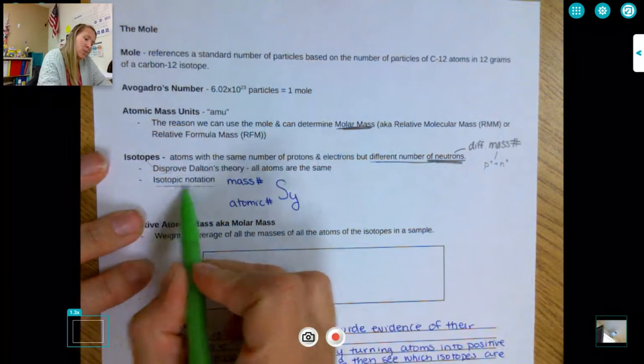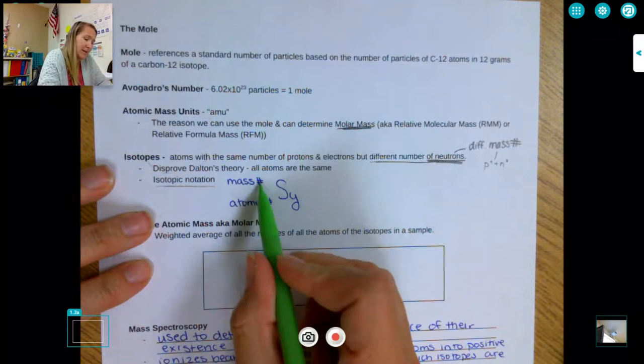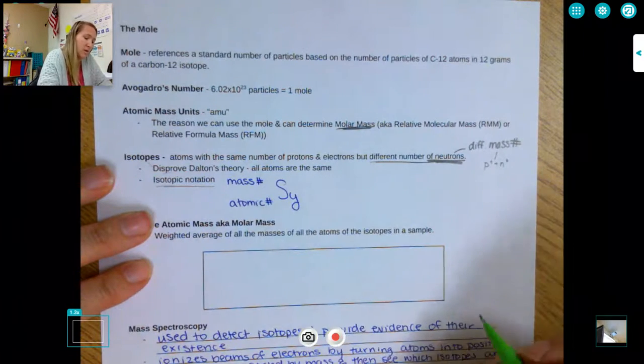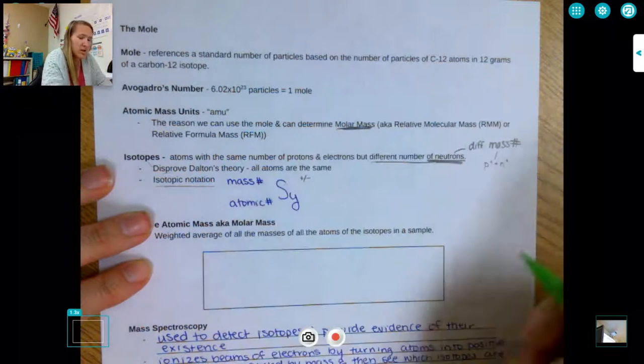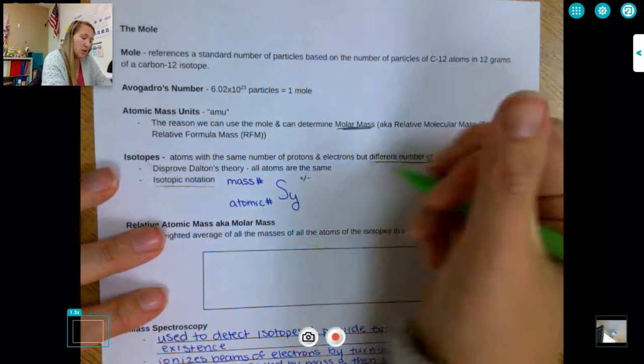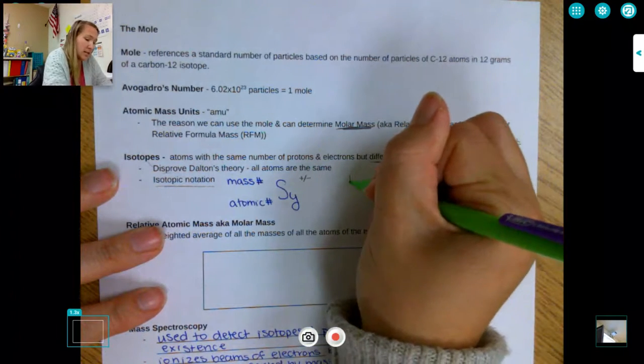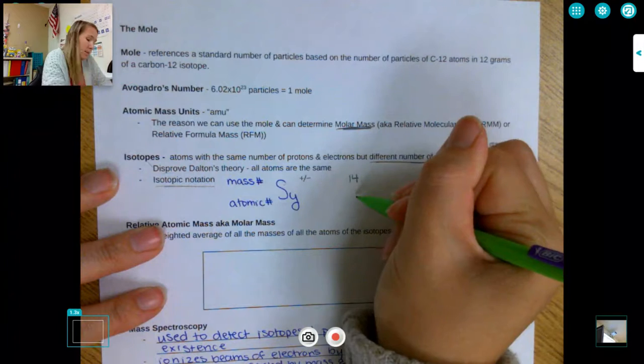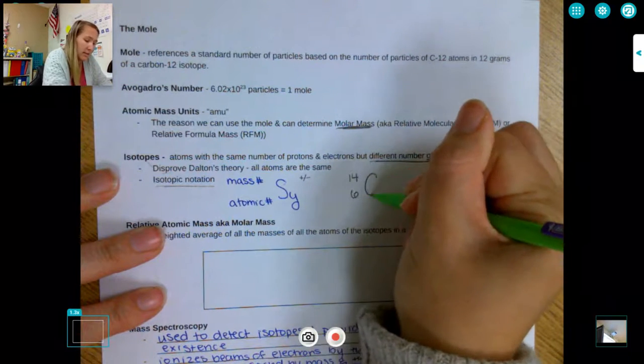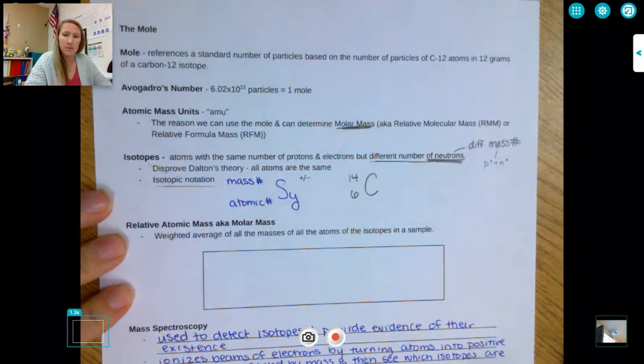We can show isotopic notation, where we have the mass number over the atomic number and then the symbol. You could have a charge here, but remember, isotopes don't have a charge. So for example, if I had carbon 14, that'd be 14. Carbon is number 6, and then I'd have the C for carbon.